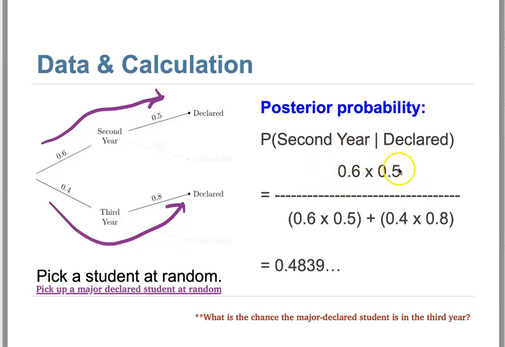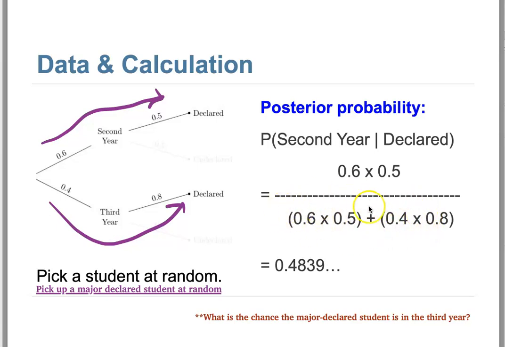All the possibilities for the events divided by the population. But here, since I already know the student's major is declared, my population is all the major declared students. So I need to have second year declared and third year declared added together. The second year and declared is 0.6 times 0.5. Then we plus the third year, 0.4 times 0.8. So here the total is 0.62.